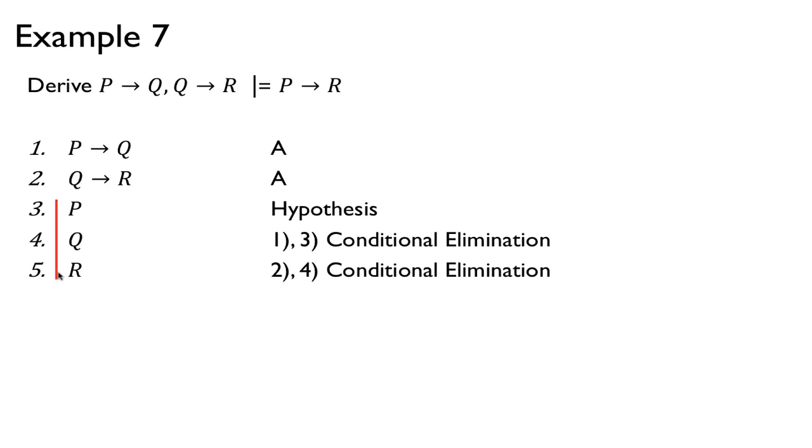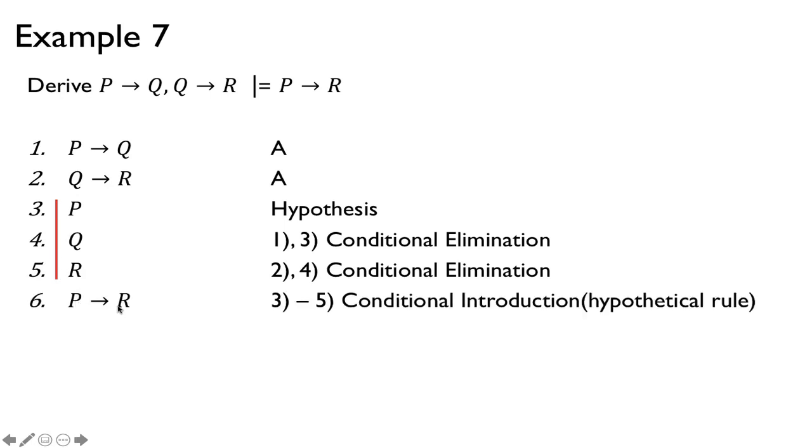And now this says that by hypothesizing P, we have found a proof for R. So by assuming P, we prove R. So now we can dissolve this hypothesis P and conclude P implies R. Right? By hypothesizing P, we can prove R. Now we can dissolve all this and infer P implies R. So that's the conditional introduction that we talked about. That's a hypothetical rule that we just added to our list of rules. So hopefully that makes sense.